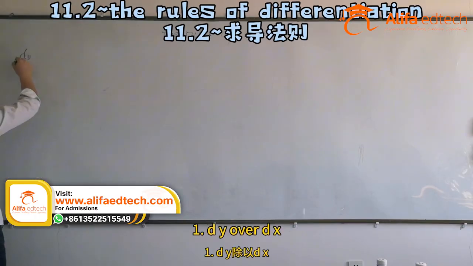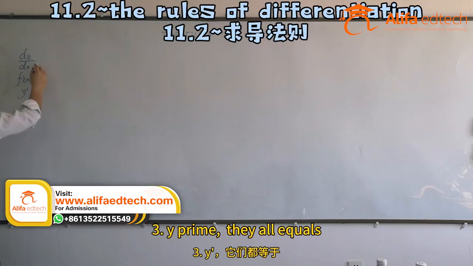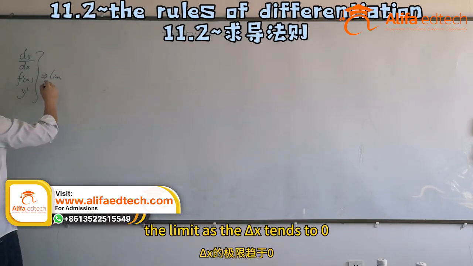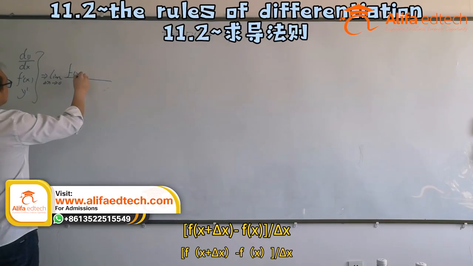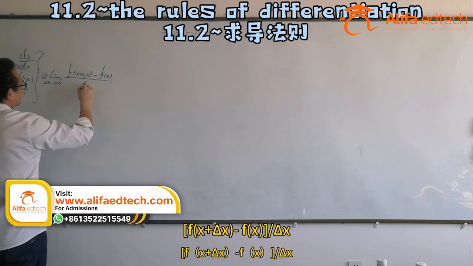1. dy over dx. 2. f prime x. 3. y prime. They all equal the limit as delta x tends to 0 of f(x plus delta x) minus f(x), over delta x.